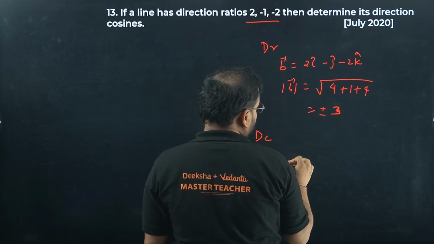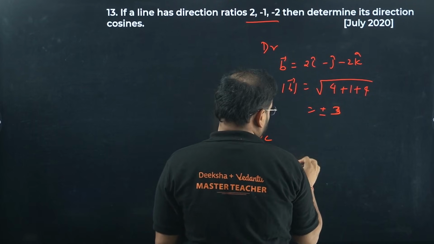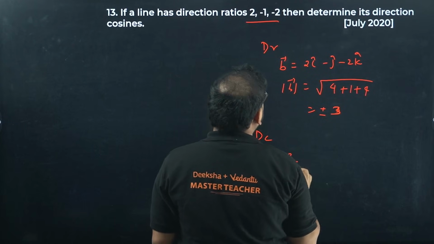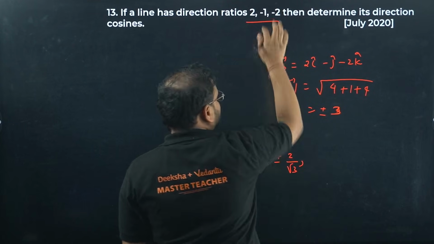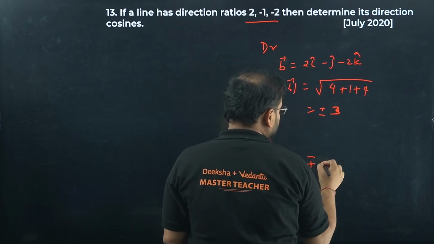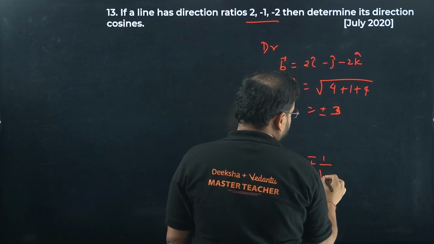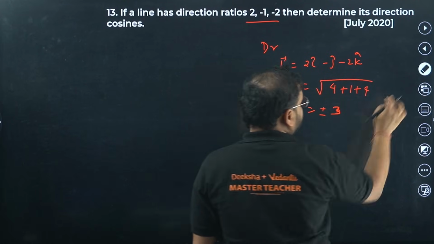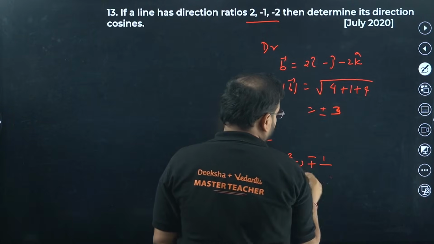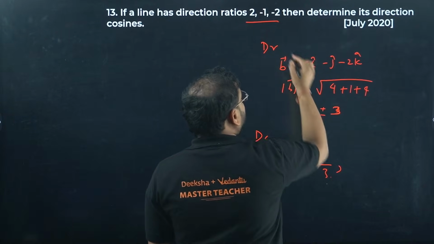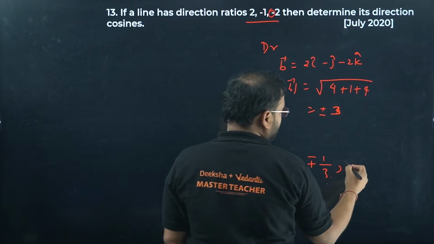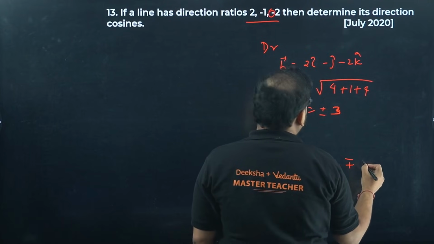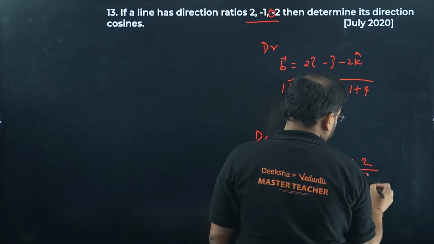Plus minus 2 by 3. Now since this term is negative over here, you'll get minus and plus 1 by 3. Again, this term is also negative, right? So I'll have here also minus plus 2 by 3.